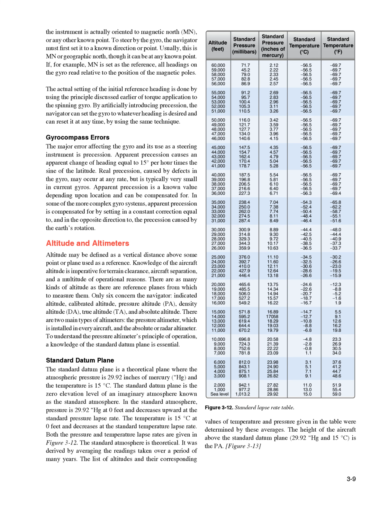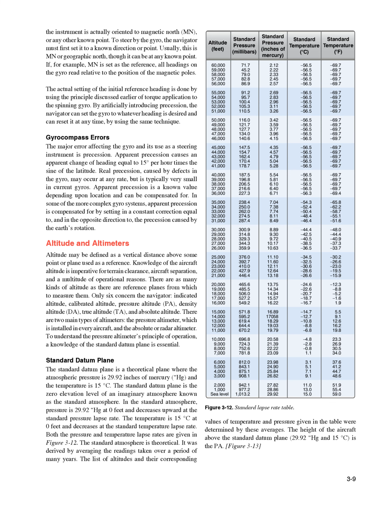Altitude and altimeters. Altitude may be defined as a vertical distance above some point or plane used as a reference. Knowledge of the aircraft altitude is imperative for terrain clearance, aircraft separation, and a multitude of operational reasons. There are as many kinds of altitude as there are reference planes from which to measure them. Only 6 concern the navigator: indicated altitude, calibrated altitude, pressure altitude, PA, density altitude, DA, true altitude, TA, and absolute altitude. There are 2 main types of altimeters: the pressure altimeter, which is installed in every aircraft, and the absolute or radar altimeter. To understand the pressure altimeter's principle of operation, a knowledge of the standard datum plane is essential.